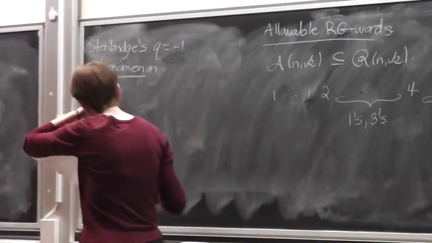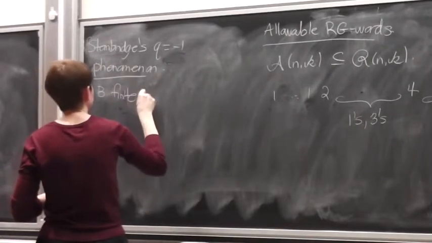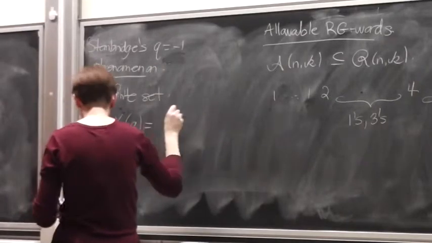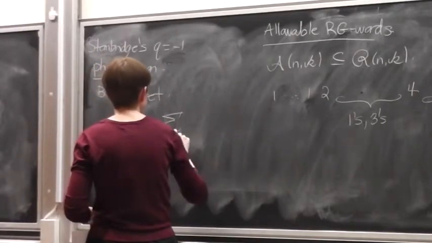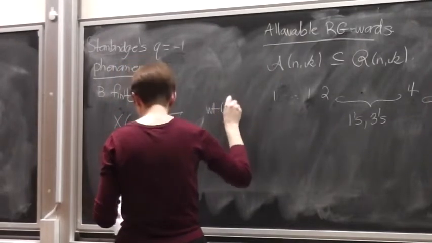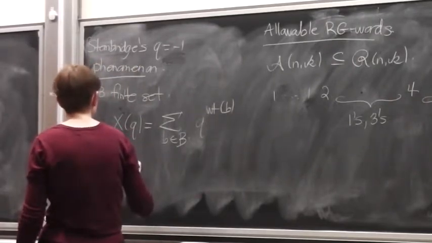So he says the following. Suppose you have a set E that's a finite set, and then you have some kind of counting function over the set. So it's a q-analogue. So I'm writing it this way. And then he says, okay, let's set q to be minus 1.